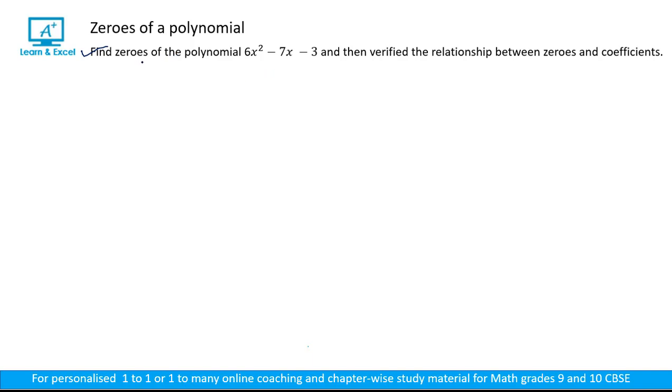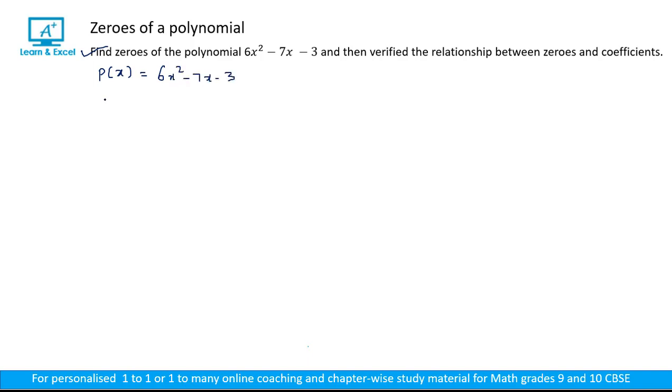We will first find the zeros of the polynomial. Now to find the zeros of the polynomial, we will have to find the factors, for which we will be using factorization, where we will be splitting the middle term and writing it. Let us write the polynomial. So p of x equal to 6x square minus 7x minus 3.